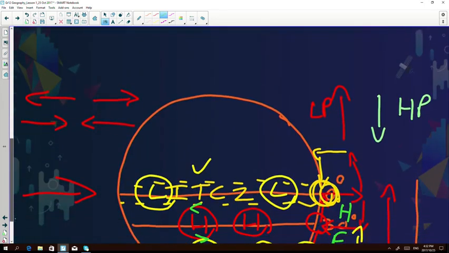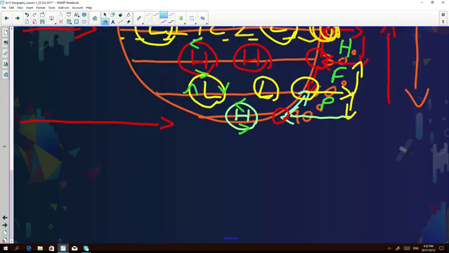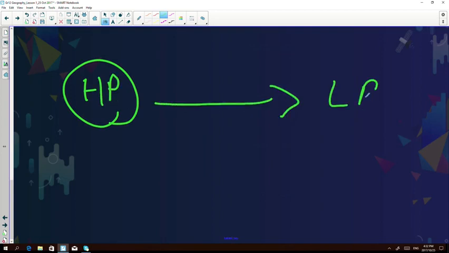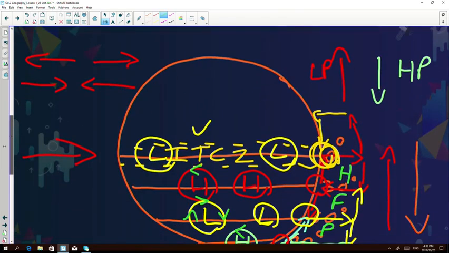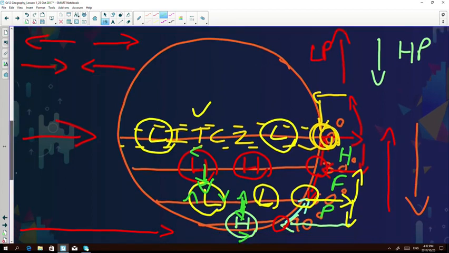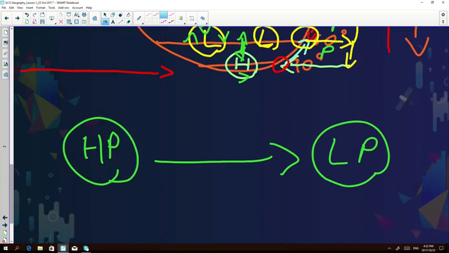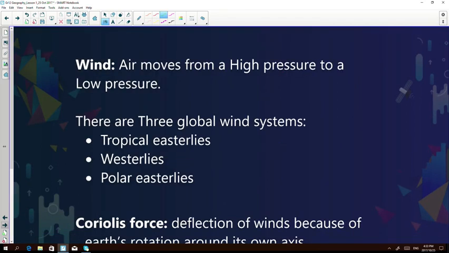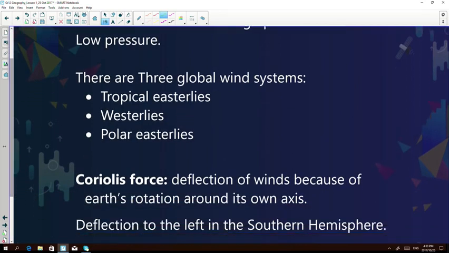Now very importantly, I've explained to you that air moves from a high pressure to a low pressure. So in theory, air moves from there in a straight line to there, in a straight line to there, from the high pressure to low pressure. But unfortunately, it doesn't. Now in grade 11, you've learned about Coriolis force.